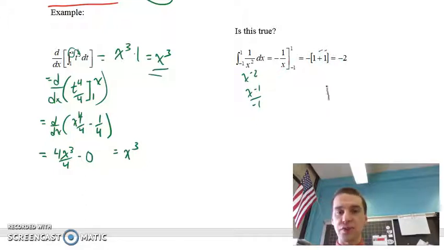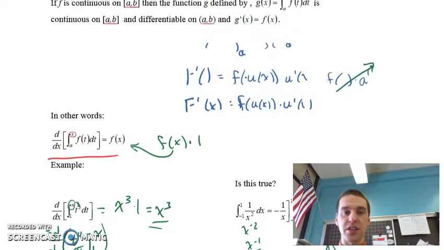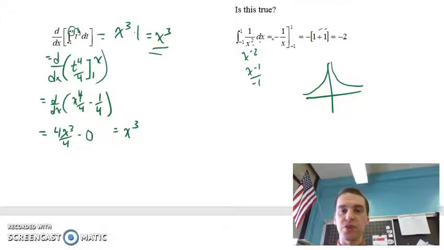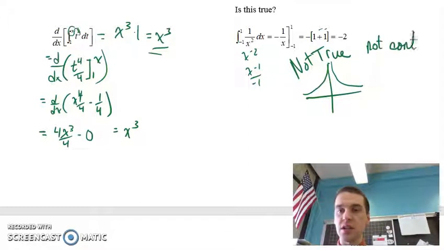Is that true? Well, let's look at what 1 over x squared looks like. Very poor version of that. But 1 over x squared looks like this. The key thing of doing any integration is the fact that it must be continuous. So do not let this fool you. This is not continuous over the interval of -1 to 1. And so therefore, this is not true. It's not continuous at x equals 0.